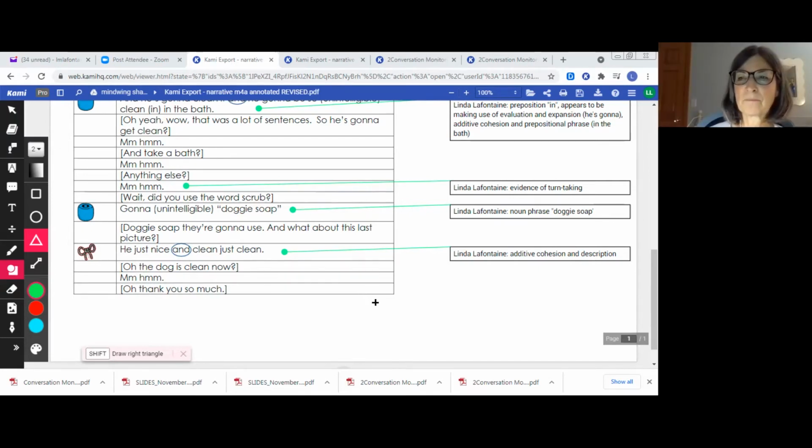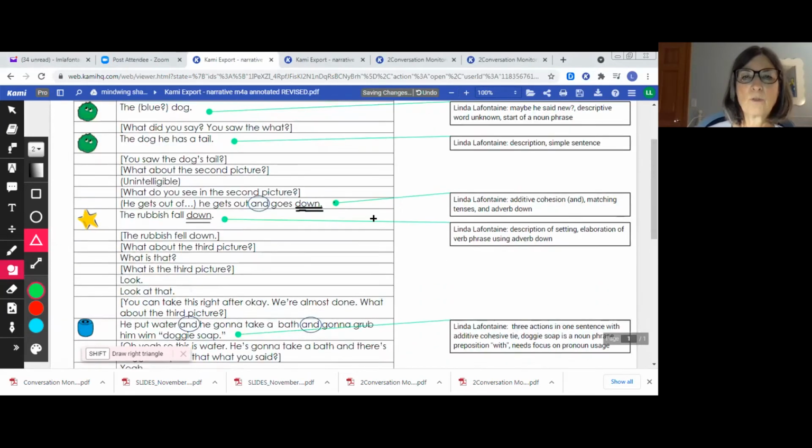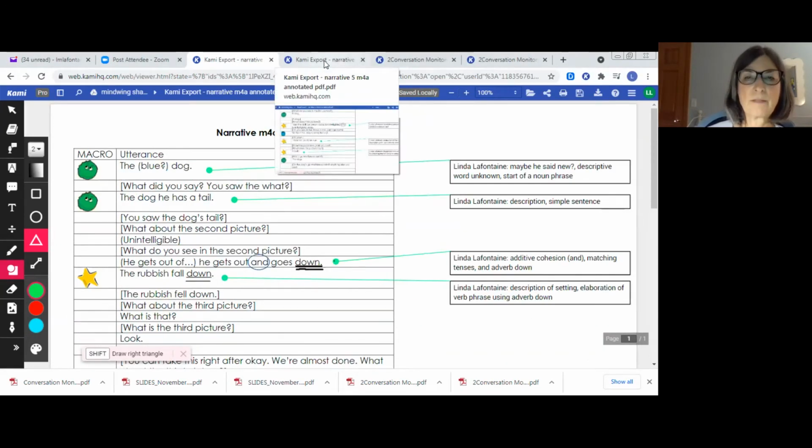Did you want to go to the next page? And I will go to the next student here, see if this works.